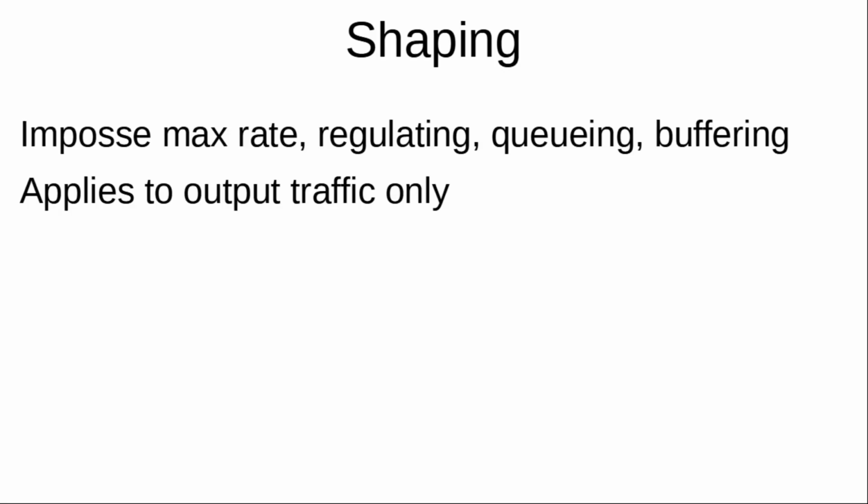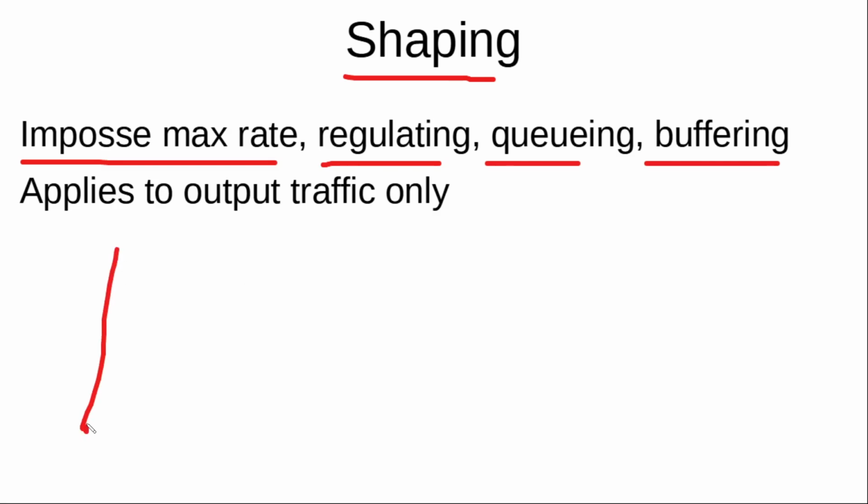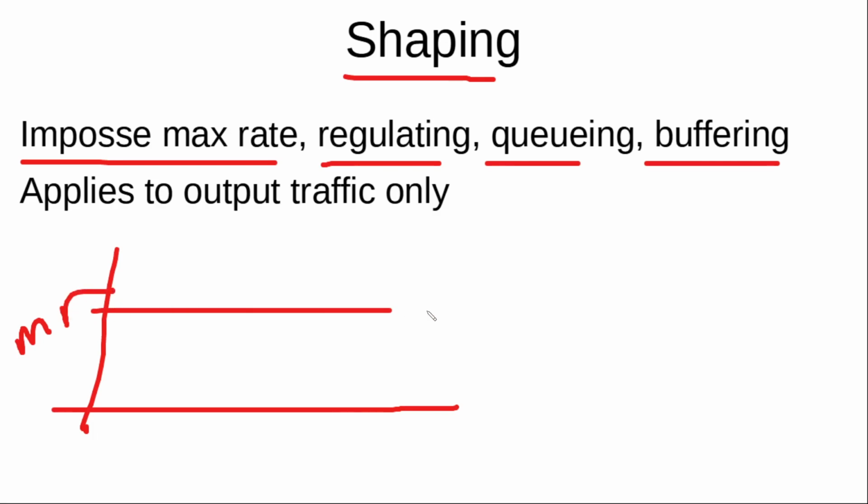Now let's continue talking about the quality of service components. In this case, we're going to talk about shaping. Shaping means imposing a maximum rate. We are going to regulate queue and buffer on my traffic. So in order to achieve a maximum rate, I'm going to have this traffic pattern, which is really smooth.